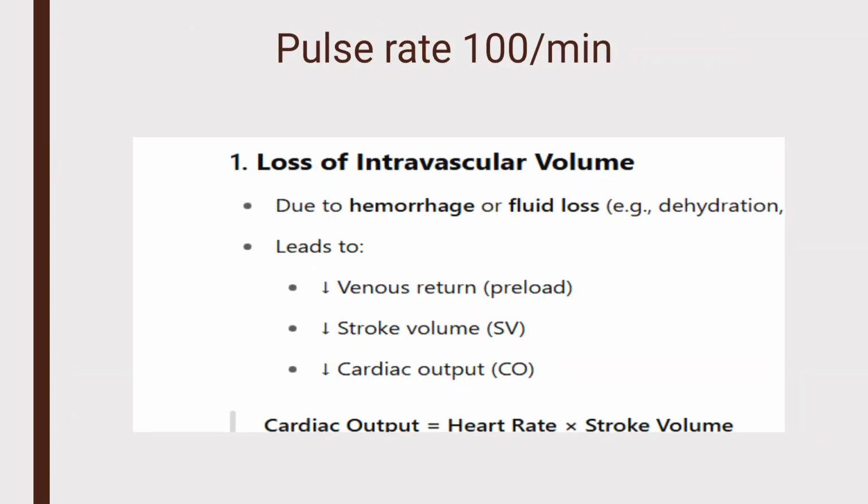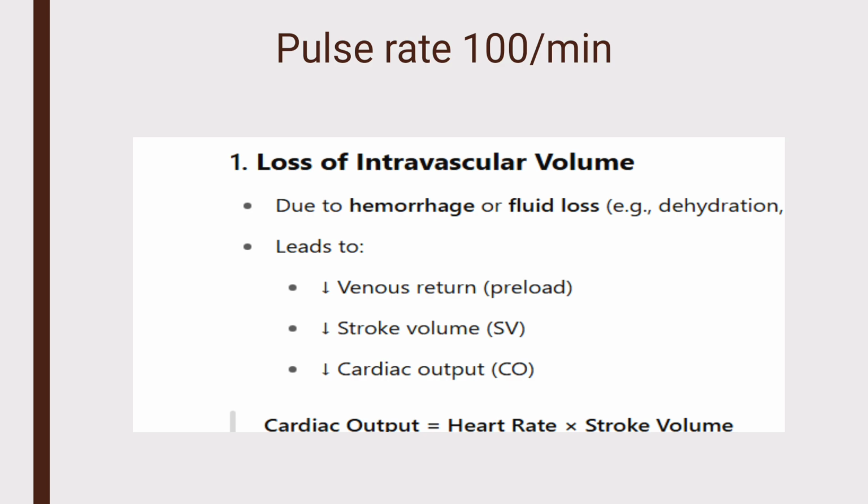Now, why is the patient having a pulse rate of 100 beats per minute? Now, we are going to explain the pathophysiology of each and every symptom of this patient. In the general survey, we have seen that the patient has a pulse rate of 100 beats per minute. We know that the normal range of pulse rate is 60 to 100 beats per minute. If it is more than 100, then it is tachycardia. So, almost it is tachycardia.